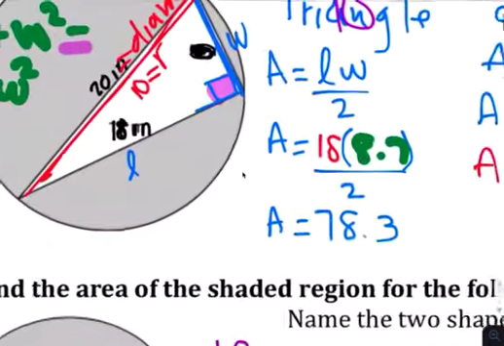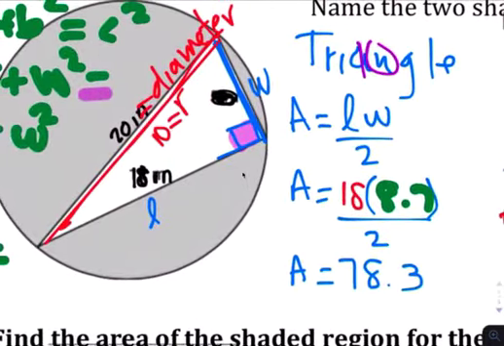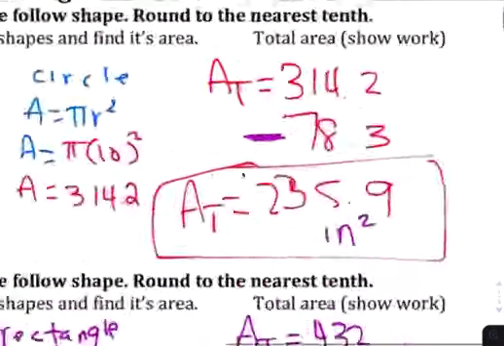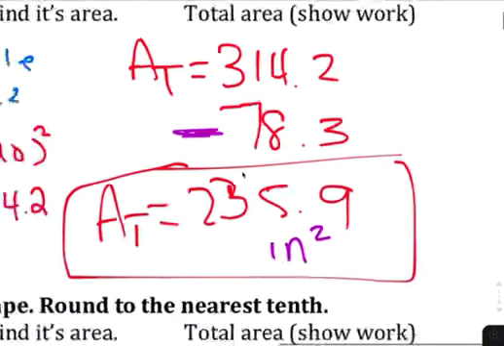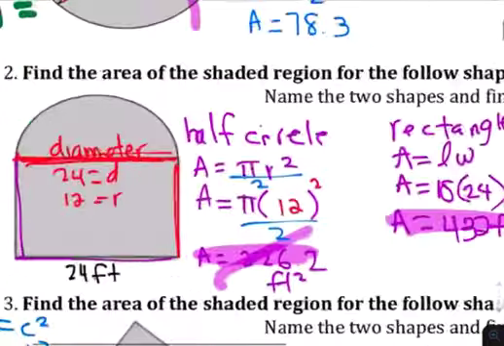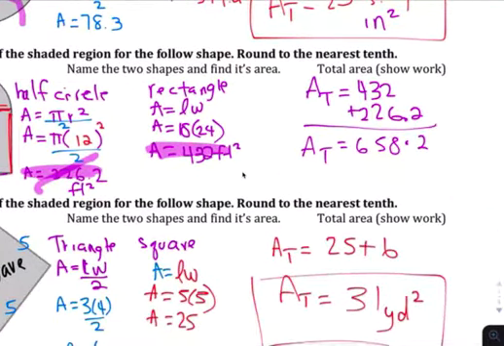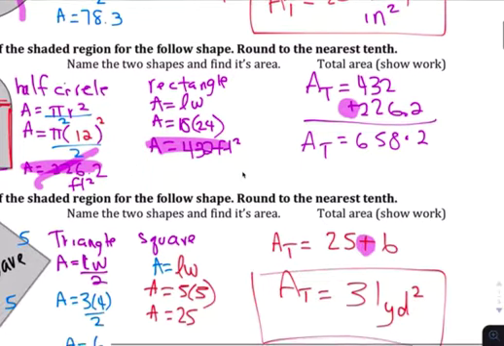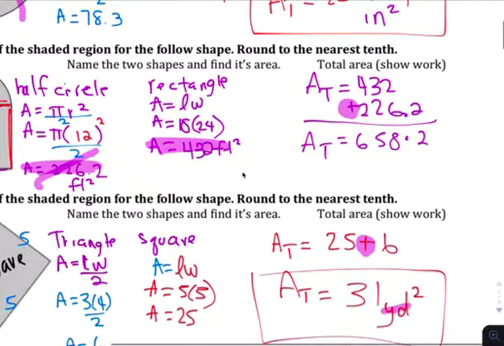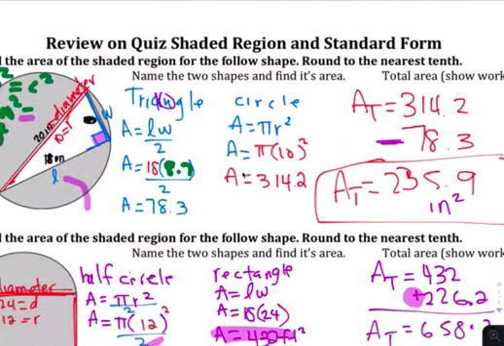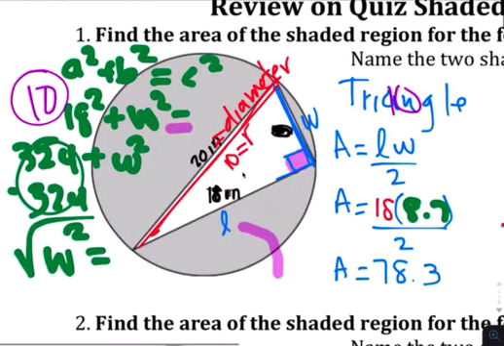So remember that if you have a white spot like this one, to find total area at the end, you have to subtract your two answers. If there isn't any, like this one and this one, at the end you add because there's no white spots. All dark, you add them, okay? And remember your units.